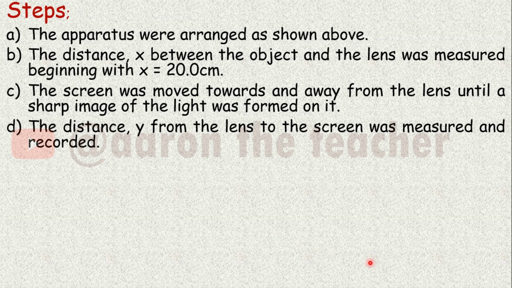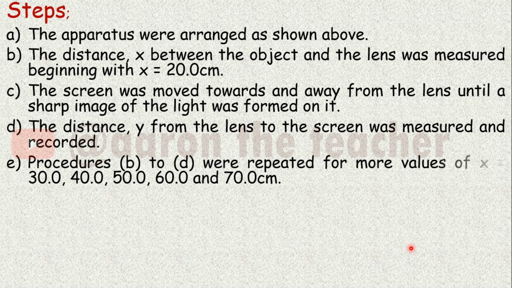Procedure D, the distance y from the lens to the screen was measured and recorded, and of course procedures B to D were repeated for more values of x equals 30, 40, 50, 60, and 70 centimeters. You see where I'm stopping? I'm stopping at 70. Meaning if someone begins at 20, you will stop at 70. If you begin at 10, you stop at 60. Another person may begin at 30, you will stop at 80. So you interchange.